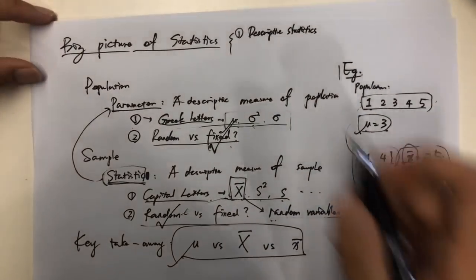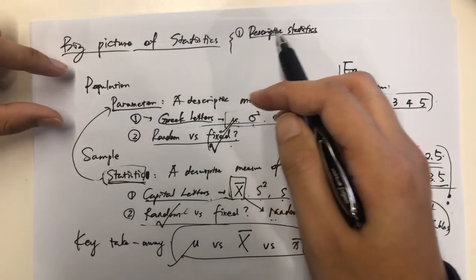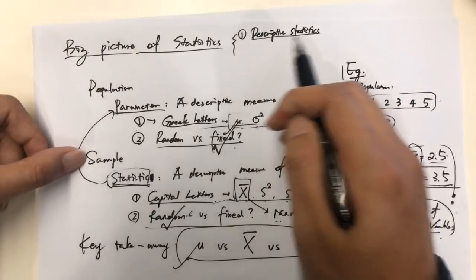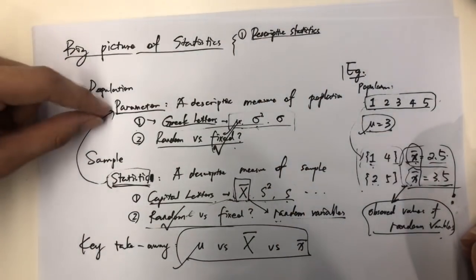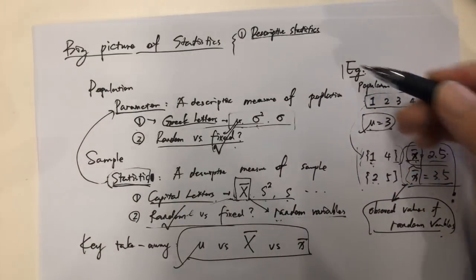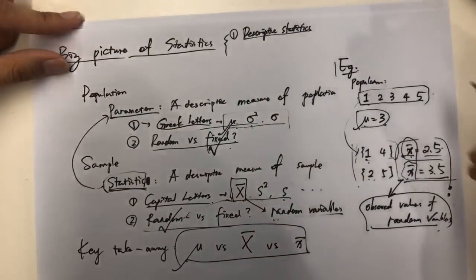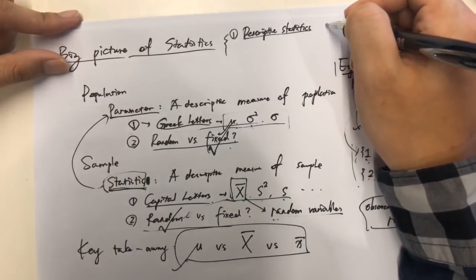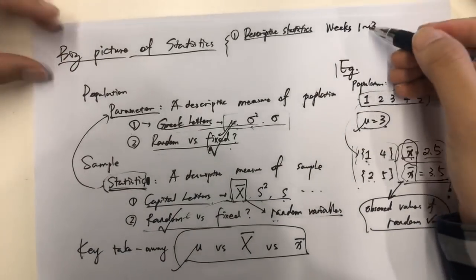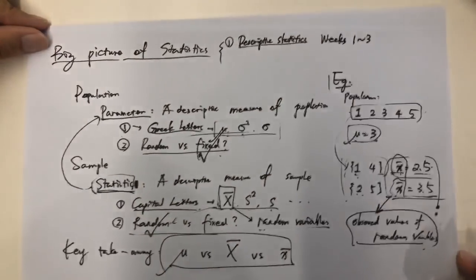Descriptive statistics. So for descriptive statistics, you're going to learn how to describe the features of either populations or samples. So basically, in descriptive statistics, we learn all different kinds of parameters or statistics, or even a lot of diagrams, right, to describe the data. So all of those belong to descriptive statistics. And I believe this is covered in weeks 1, 2, 3. Well, 2 and 3 are actually probability theory, but they still can be considered as descriptive statistics.